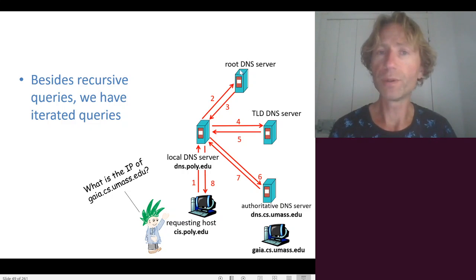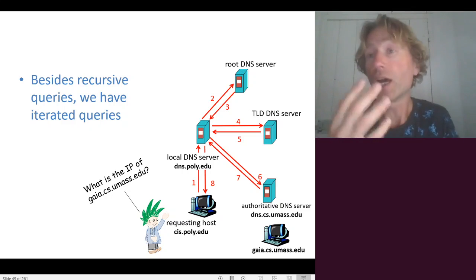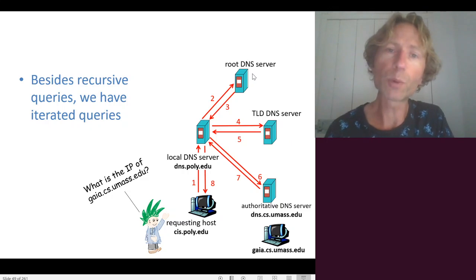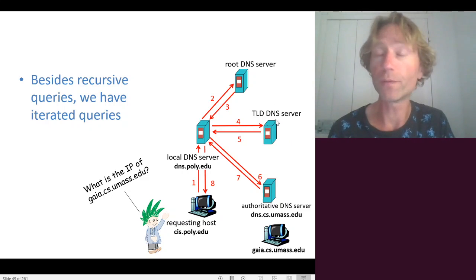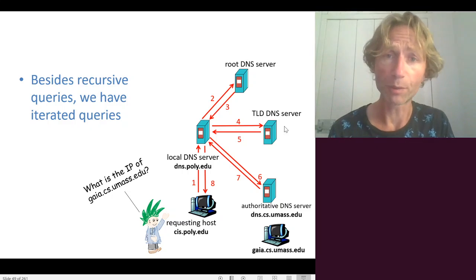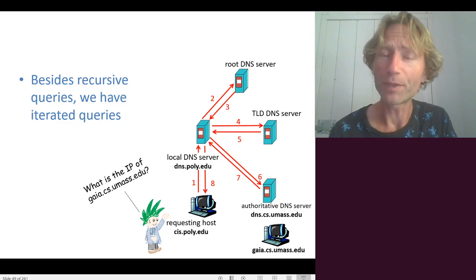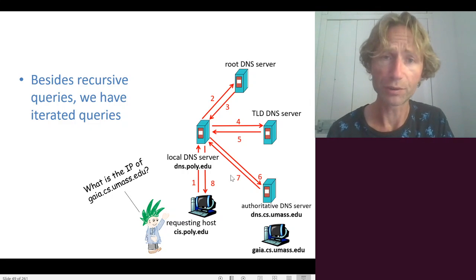The local name server contacts, say, the root name server, and the root name server says, I don't know the IP address for that symbolic name. But rather than asking the top-level domain name server itself, it will reply with the IP address of the top-level domain name server so that the local name server can contact it. The top-level domain name server will then also reply by saying, I don't know the IP address of the symbolic name that you're looking for, but here's the IP address of the DNS server of the computer science department at the University of Massachusetts.